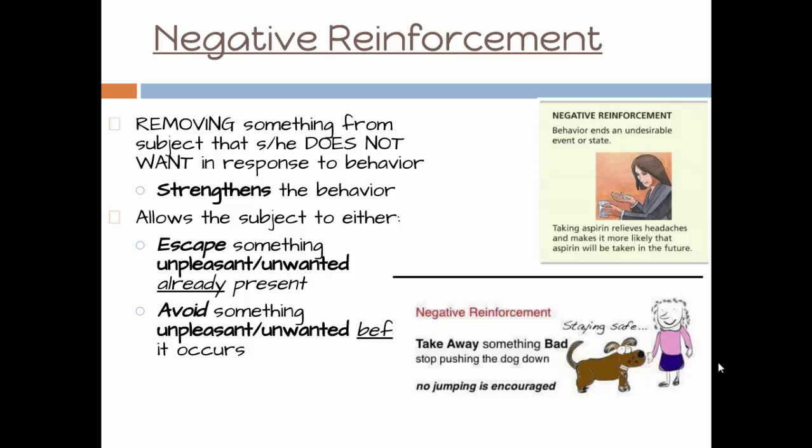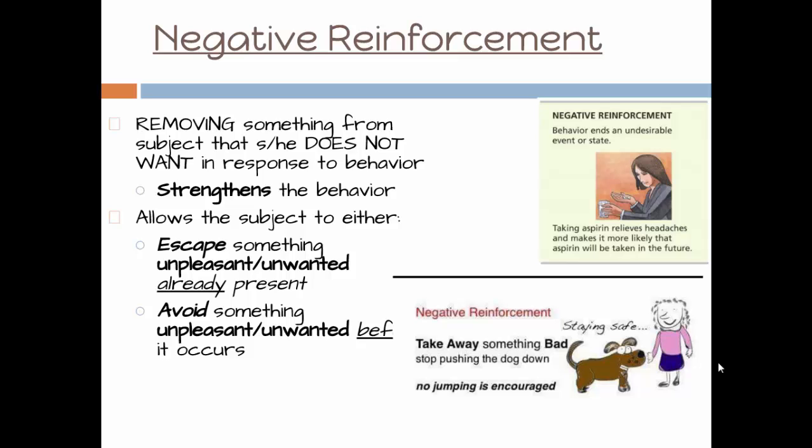So if you look at the top right corner, you see that a person who has a headache is going to take aspirin to relieve the headache. It's going to make that headache go away, and the behavior of taking the aspirin is going to be strengthened. So when I've got a headache coming on, I'm going to take the aspirin because it will remove the negative, the unwanted headache. When it comes to the dog here, we take away something that the dog doesn't want anyway. So when we're pushing the dog down, the dog doesn't like that. So when he stops jumping, we let go and he's good. And he will learn to not jump.